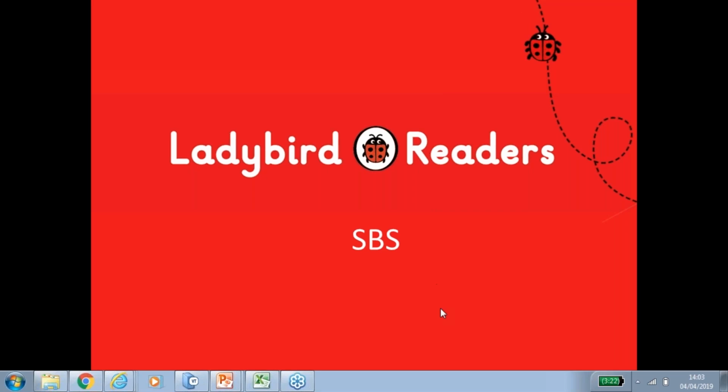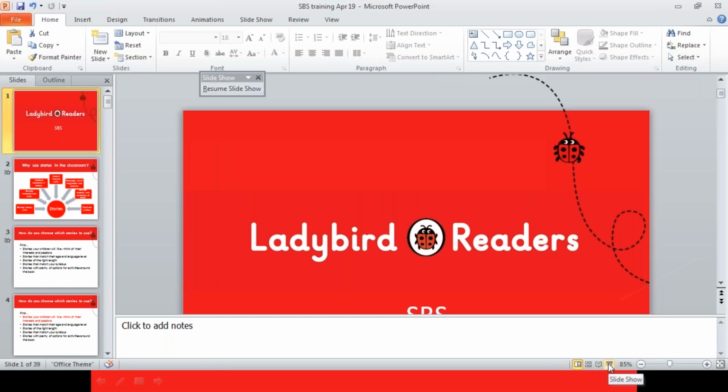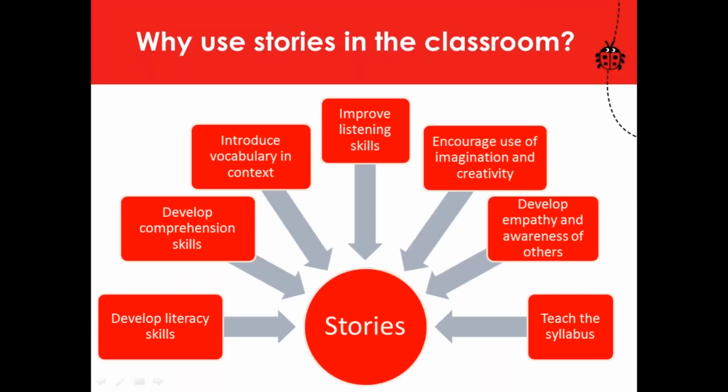So one of the questions really is how to use readers in the classroom. So why would you want to use stories? I think one of the things to emphasize is that stories can really help a number of different learning aims and literacies. So whether that is actually developing literacy skills themselves in terms of simply reading and writing, it can also help in terms of developing comprehension, introducing vocabulary.